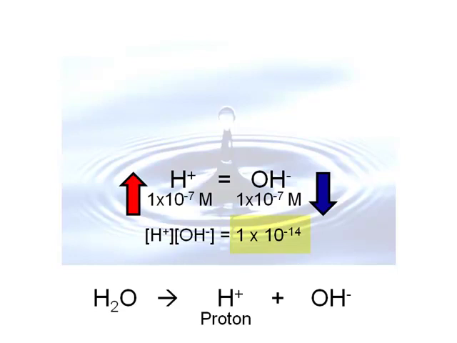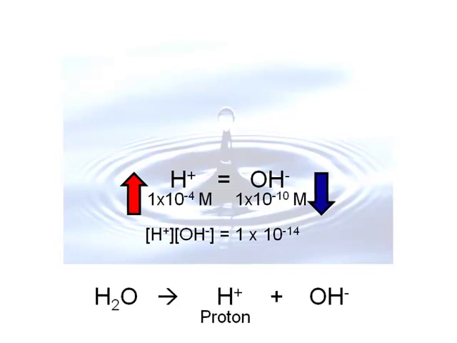So if our proton concentration goes up to 10⁻⁶, then our hydroxide concentration has to go down to 10⁻⁸, and that trend will continue. And the opposite would be true as well. If hydroxide concentration goes up, then proton concentration would have to go down.